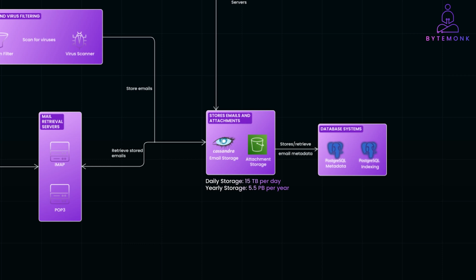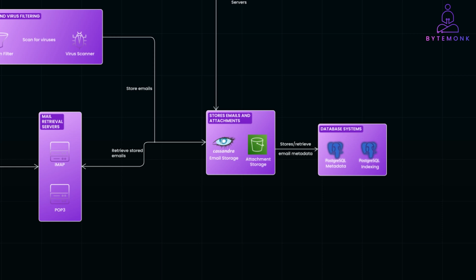And to handle all this, we use distributed storage solutions. So for attachments, object storage like Amazon S3 or HDFS will work well. For metadata and indexing, a NoSQL database like Cassandra provides high-speed retrieval. We replicate data across multiple data centers and use erasure coding for efficiency and fault tolerance. This ensures that even if some storage nodes fail, no data is lost. In short, the mail storage system is like a massive filing cabinet, structured to handle immense amounts of data while keeping everything safe and easily accessible.